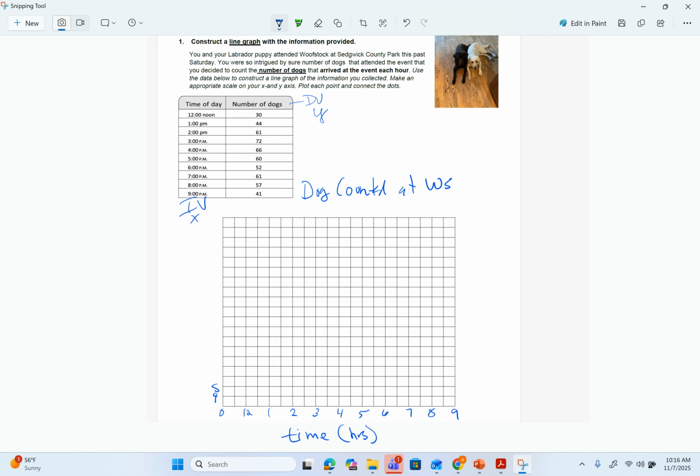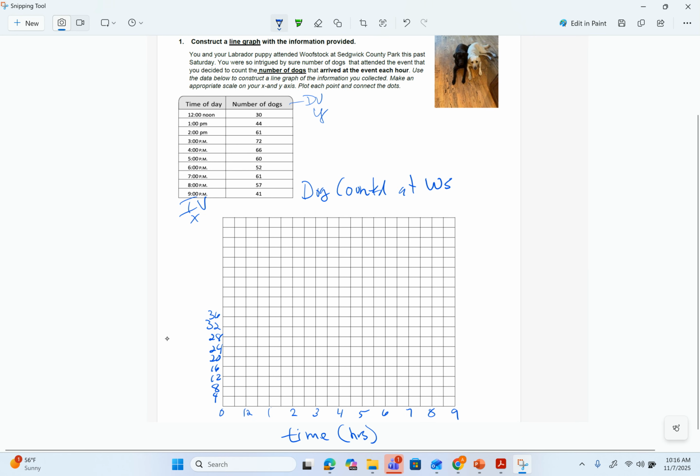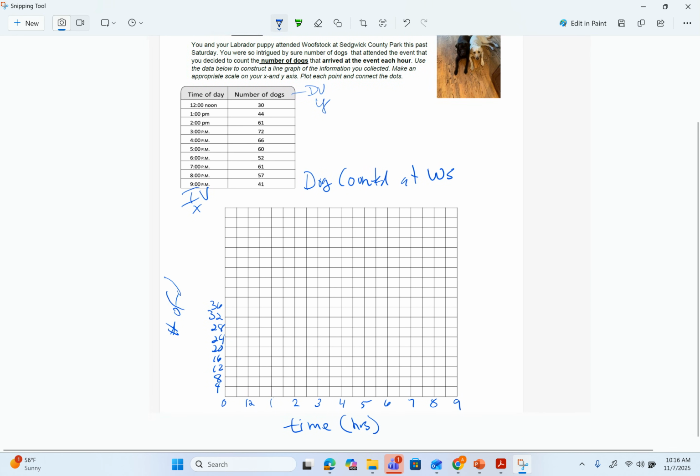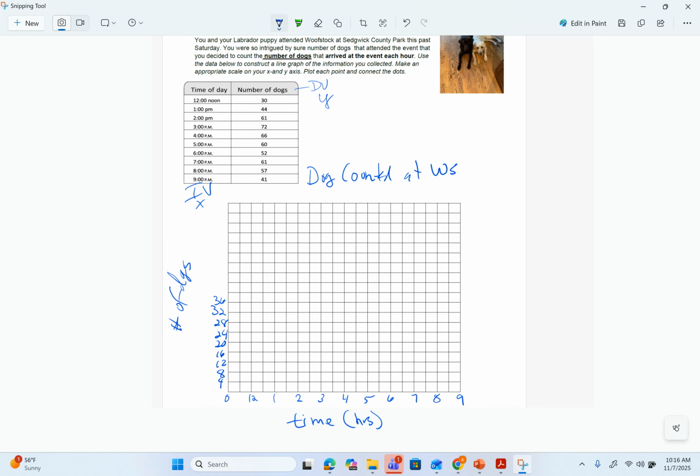So I'm going to do 4, 8, 12, 16, 20, 24, 28, 32, 36. Hopefully you're with me. I need a label for that, so it's simply going to be number of dogs. Now you're going to finish the scale all the way up, increasing by 4. So essentially what you are going to do is go over on the x-axis the time and up to the number of dogs and put a point.